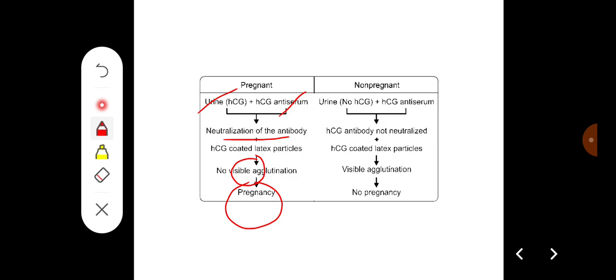When urine contains no HCG and subsequently HCG antiserum is added, there will be no neutralization, and these antibodies will form agglutination with latex particles. So there will be visible agglutination, which confirms that there is absence of urine HCG and absence of pregnancy.